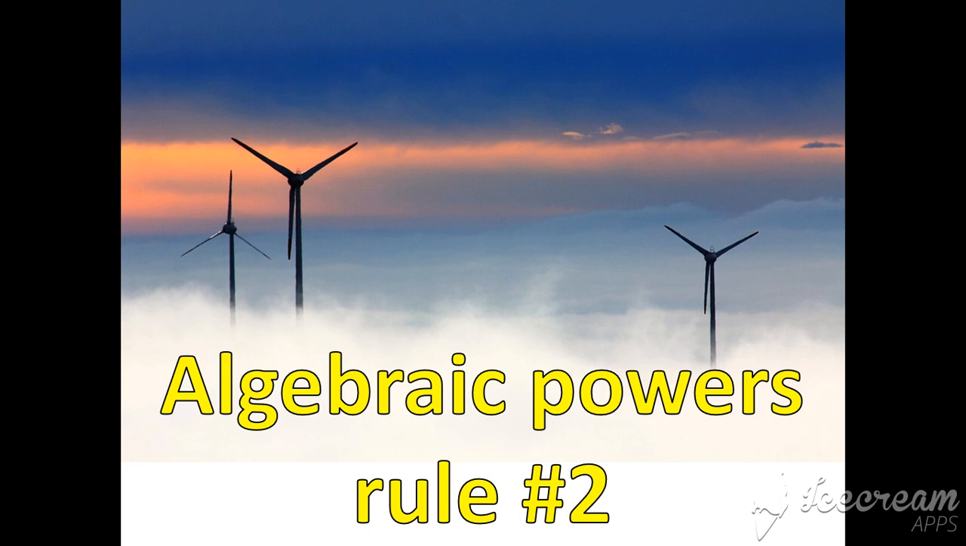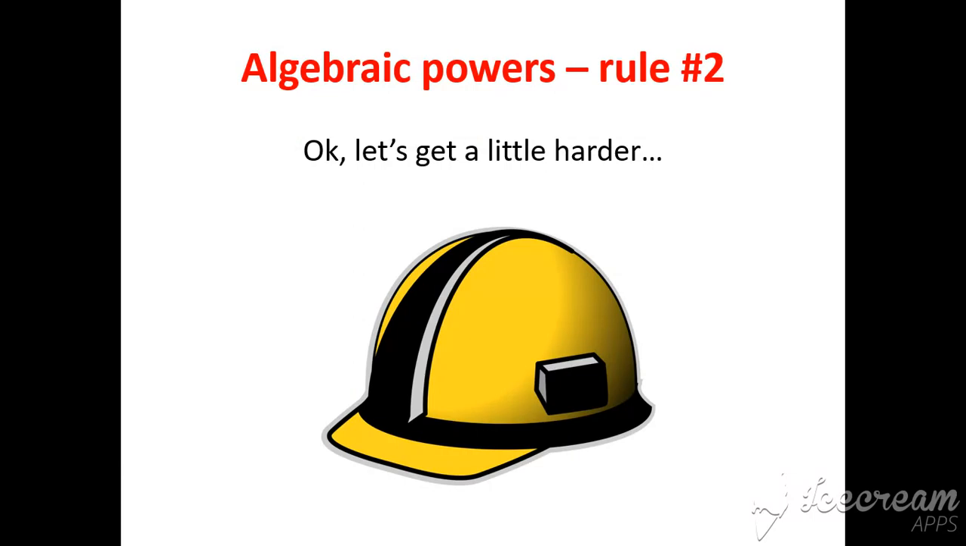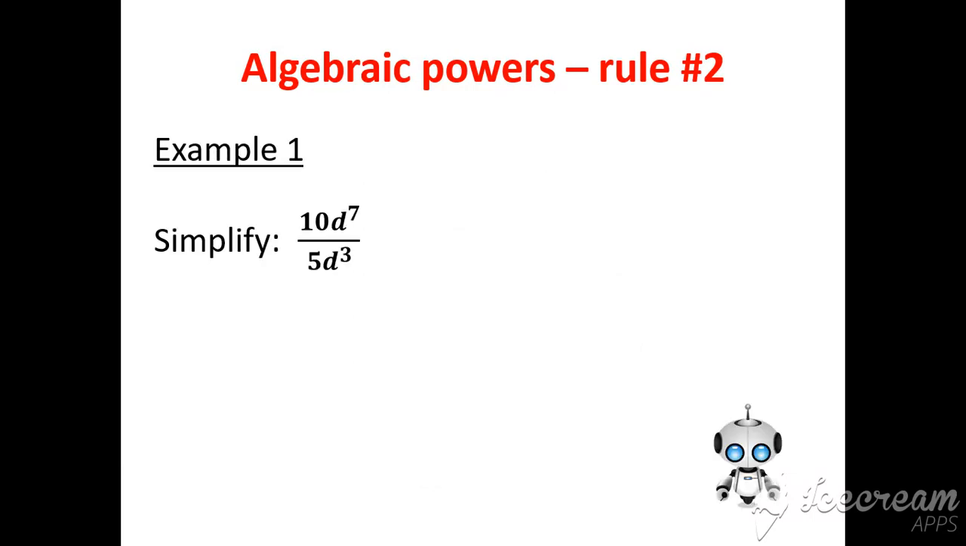To another junior algebra video. We're talking algebraic powers still, and we are going to do our second video on rule number 2. We're getting a little harder. So here's example 1. Let's simplify this expression: 10 times d to the power of 7, all divided by 5 times d cubed.